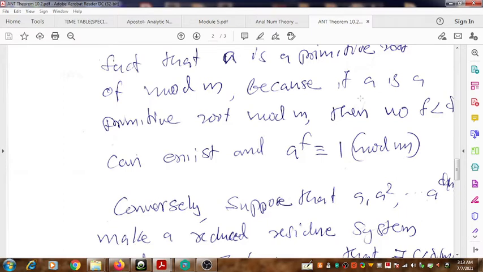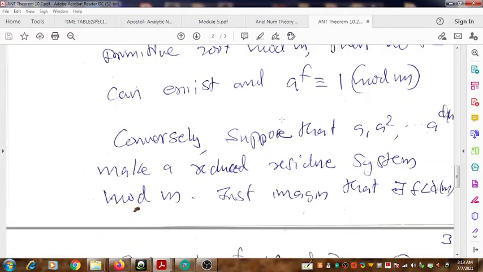Since a is the primitive root, phi m is the least number. Phi m has the property that it is the least number satisfying the condition that a raised to phi m is congruent to 1 mod m. Next, we want to prove the converse part.